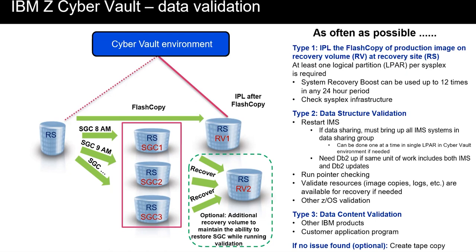Those are the easy things, right? Data structure validation, Sysplex validation, bringing the system up, those are relatively easy. The really interesting piece and the really difficult piece is type 3, the data content. Has somebody been changing the content of the data? The structure of the database still looks good, but somebody's been messing with the actual data contents. That's not something that we have anything out of the box that we're going to be able to give you to do that, because it's your data.